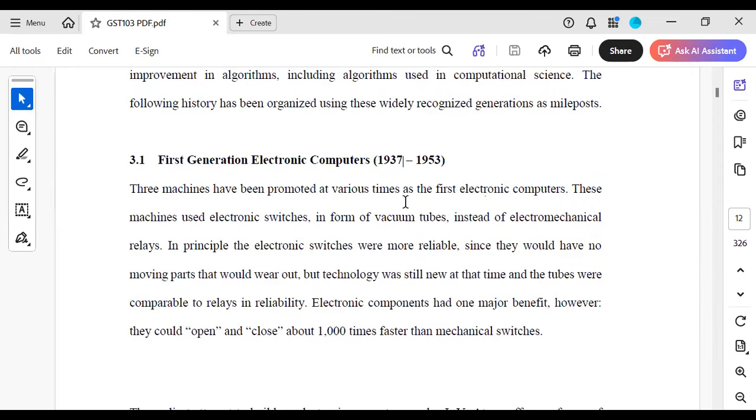The thing is they can't get the accurate figure. This 1937, they just have to put something down, but we can just say in the 1930s. You understand?